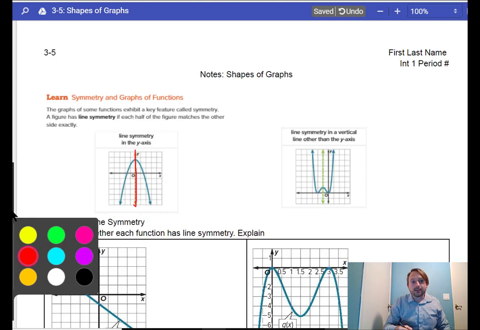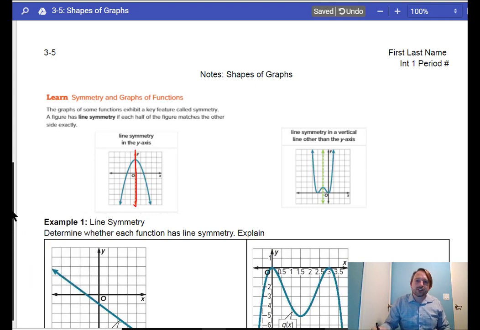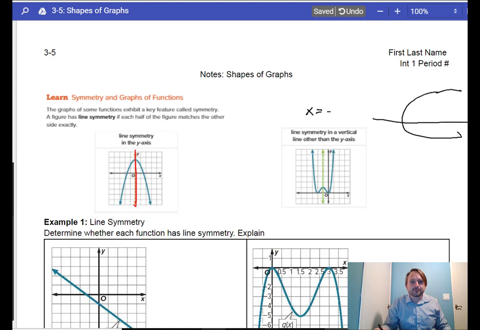So for example, if we had a non-function that looked like this, the line symmetry would probably be over the x-axis. Now this is poorly drawn. Don't worry about it. Now sometimes it's not going to be on either of the axes. It's going to be where x equals -1 right here. That's this one right here. It's still symmetrical. It just doesn't have to be on the x-axis or the y-axis.